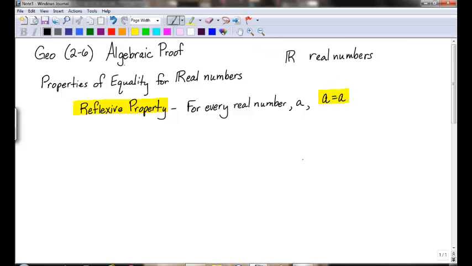If I said 1 plus 4 equals 1 plus 4, or 7 minus 5 equals 7 minus 5, it equals itself. Just because this is one letter here, it does not mean that it's one number. It can be replaced by more than one number. But it's anything equals itself. Okay, that's the reflexive property.